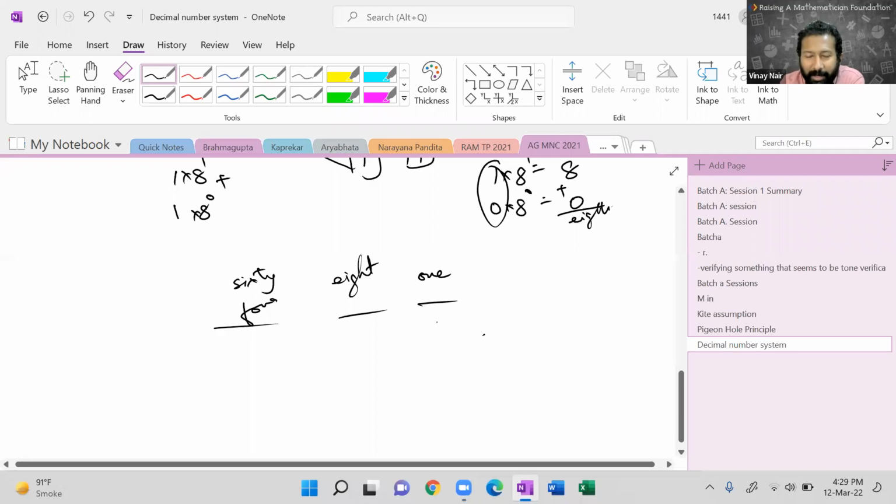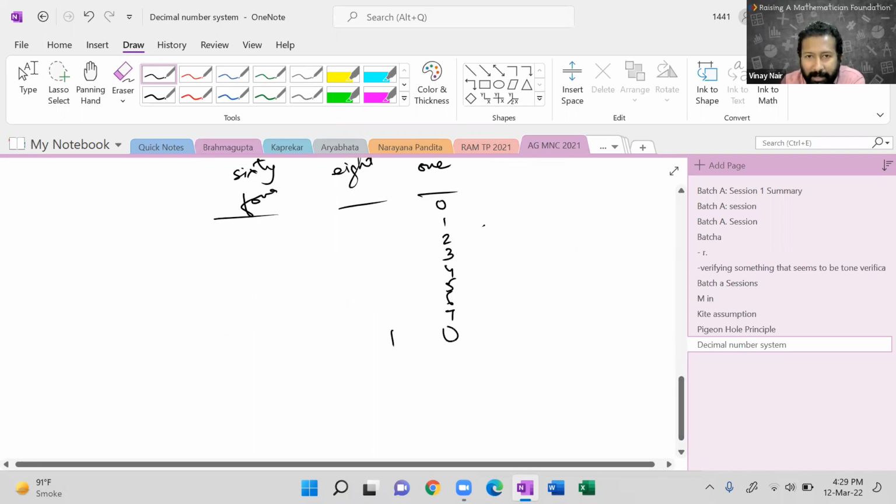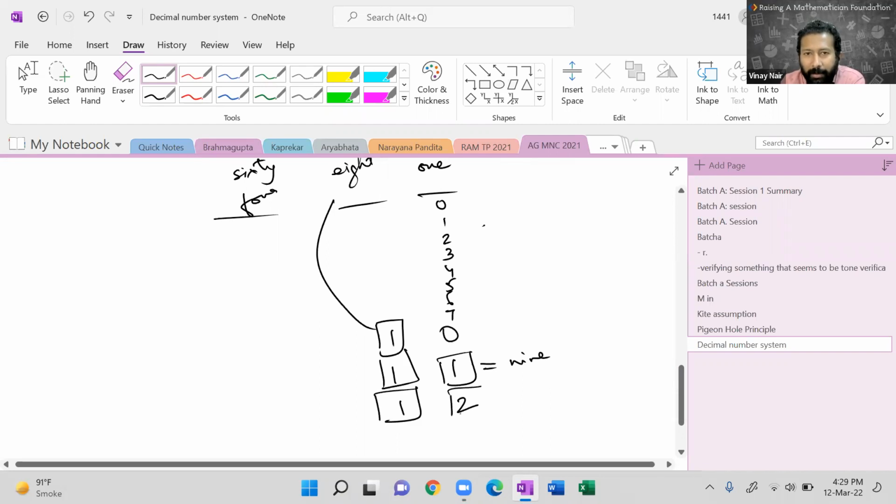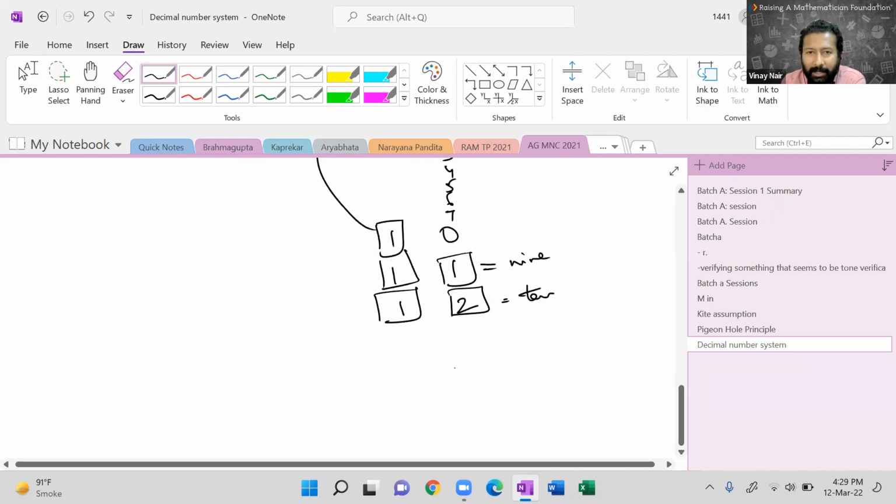So what they do is, I have 0, 1, 2, 3, 4, 5, 6, 7, and to represent 8 I will use 1, 0, because this is 1 eight and 0 ones. And if I say 1, 1, it is 1 8 rupee note and 1 1 rupee coin. So 8 plus 1 is 9. So this represents 9, and 1, 2 is 1 8 rupee note and 2 1 rupee notes. So 8 plus 2 will be 10. And this will continue until 1, 7.